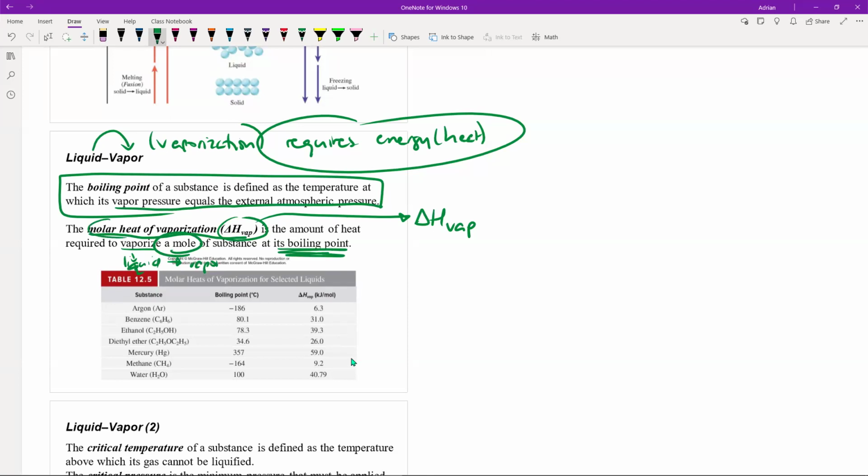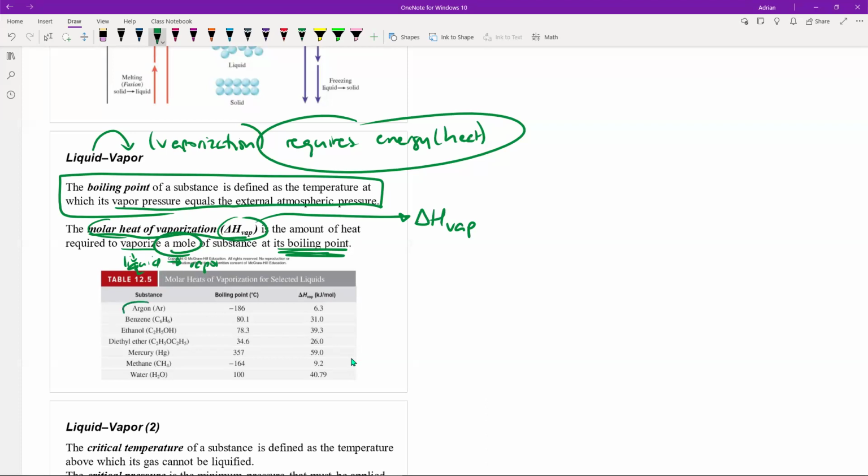As you can imagine, there's a correlation between the molar heat of vaporization for liquids and the strengths of their intermolecular forces. The stronger the intermolecular force, the more energy we need to provide to separate those particles from each other, and the higher the molar heat of vaporization is. Whereas the weaker the intermolecular force, the particles can separate from each other very easily, and we don't need to provide as much energy.